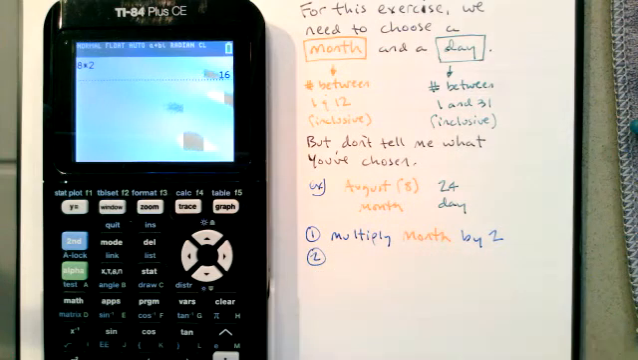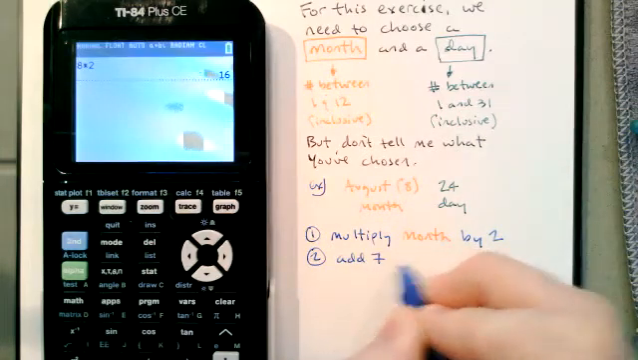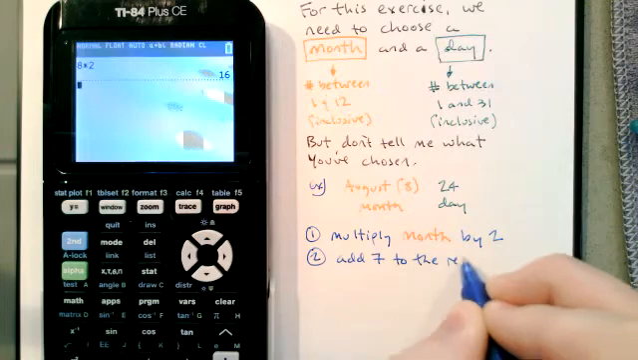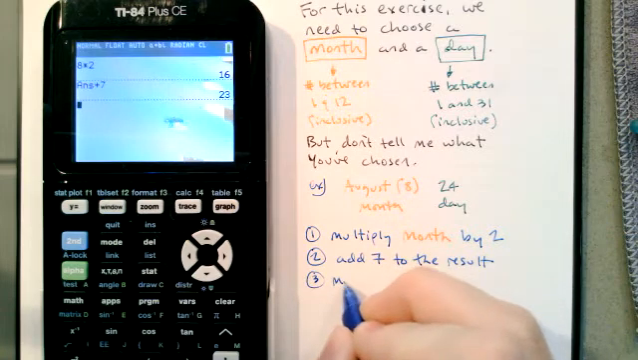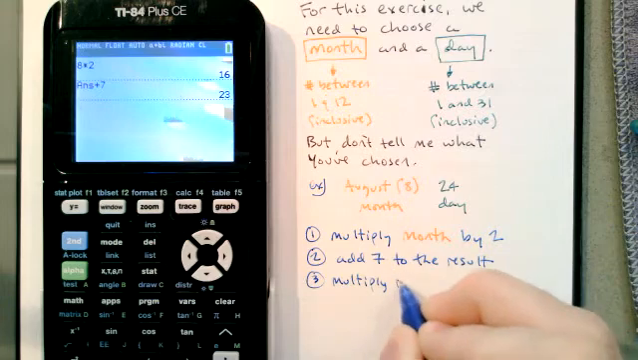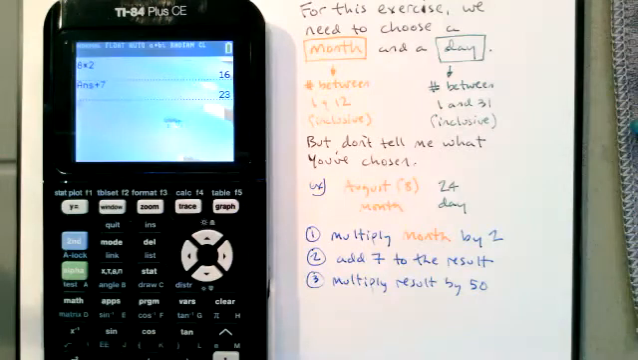Keep in mind, I don't know what month number you picked. So step 2, I want you to add 7 to the result. So I'm going to take my 16 here, I'm going to add 7. But in secret, I'm not telling me that I'm doing this. That's step 2. Step 3, I'm going to multiply the result by 50. So I'm going to take my 23, I'm going to multiply by 50. And that's my new number.